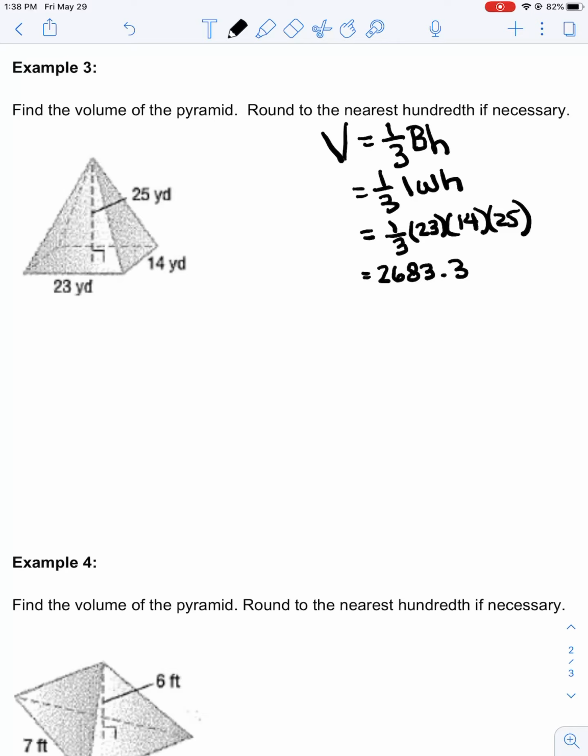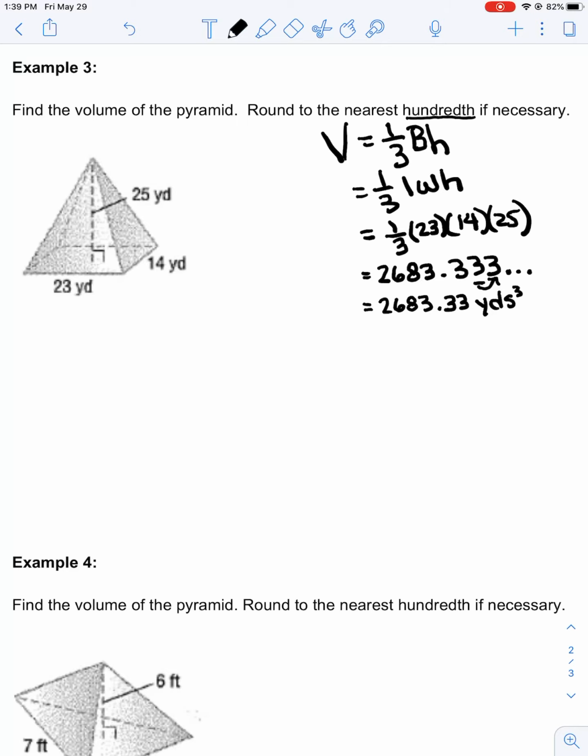2,683.3 repeating, but I'm going to bring this out, and I am just going to put the dots here because we want to round it to the nearest hundredth. So I've got to bring it out at least to 3 decimal points, because here's my hundredth spot and I've got to look 1 spot to the right. So now when I round it, I have 2,683.33 yards cubed.